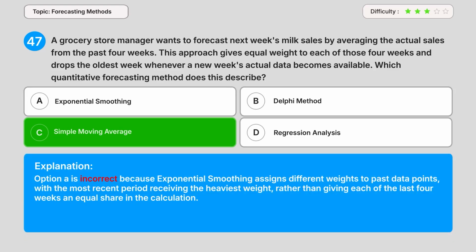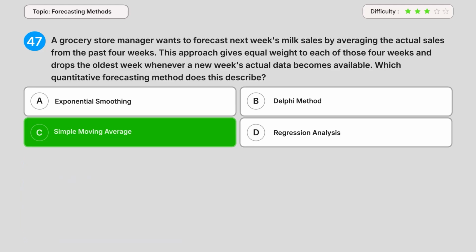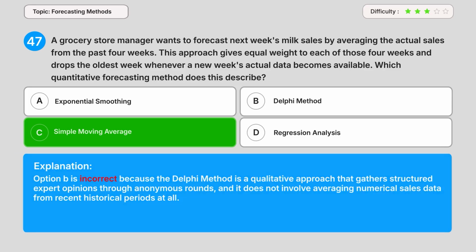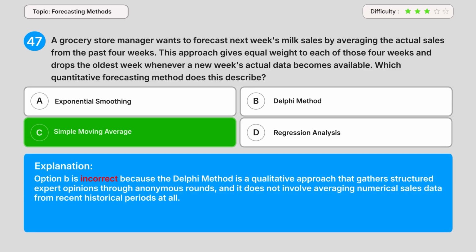Option A is incorrect because exponential smoothing assigns different weights to past data points, with the most recent period receiving the heaviest weight, rather than giving each of the last 4 weeks an equal share in the calculation. Option B is incorrect because the Delphi method is a qualitative approach that gathers structured expert opinions through anonymous rounds, and it does not involve averaging numerical sales data from recent historical periods at all.